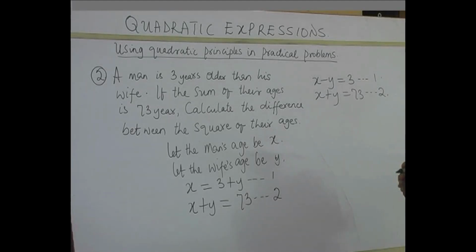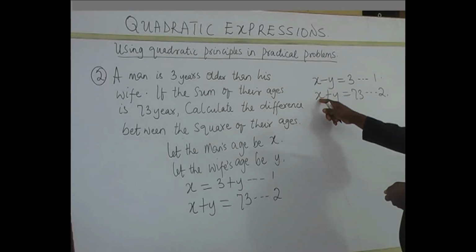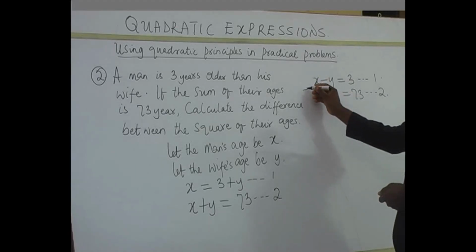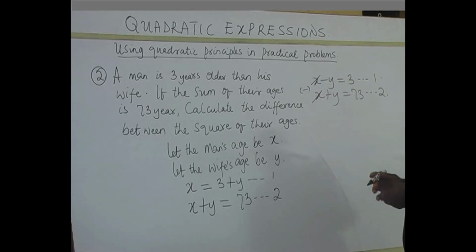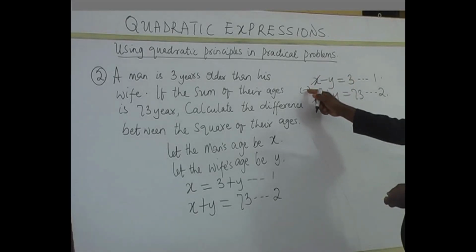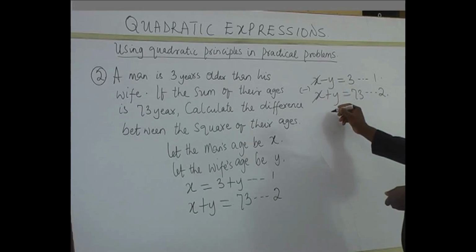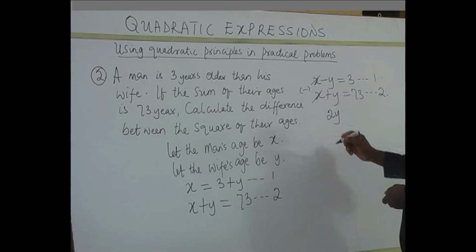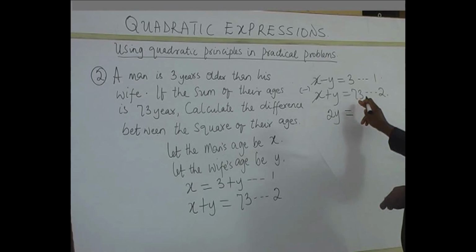Now, you are going to subtract equation 1 from equation 2. Subtract equation 1 from equation 2. X minus X, we cancel X. Then Y minus Y will give you plus 2Y, which will be equal to 73 minus 3, which gives you 70.